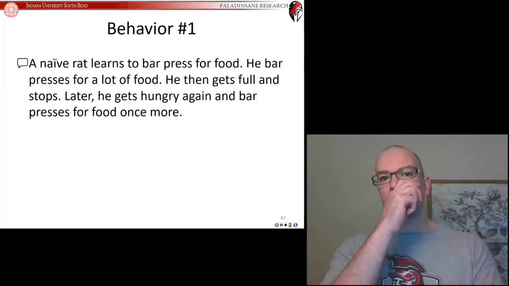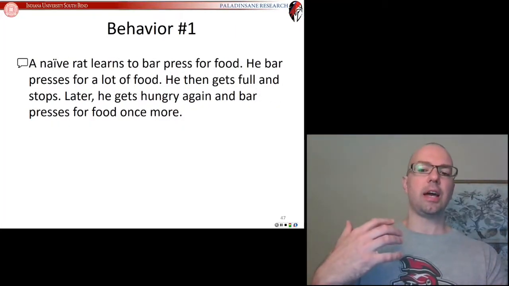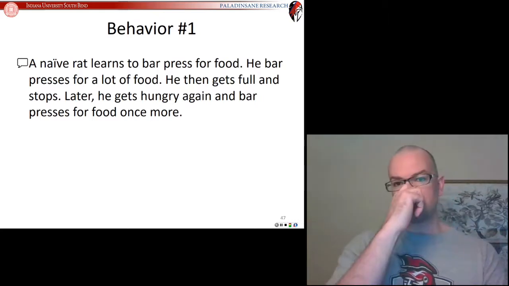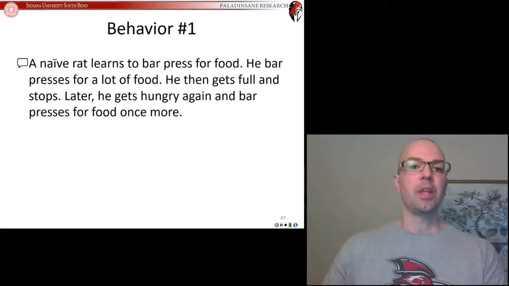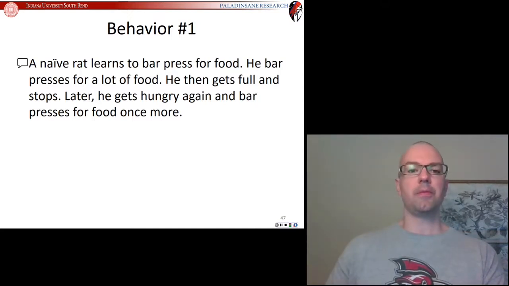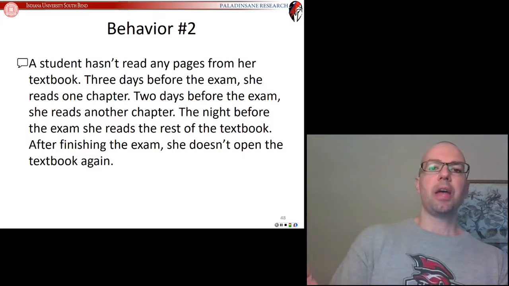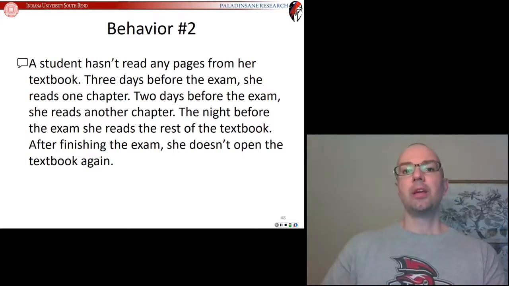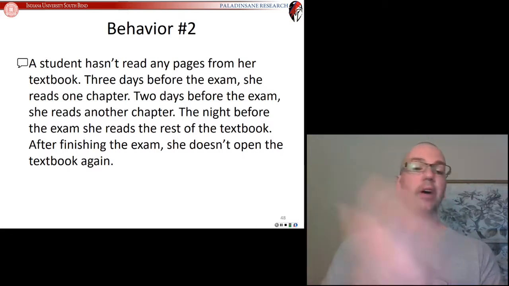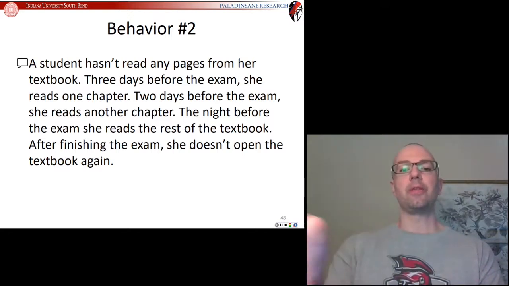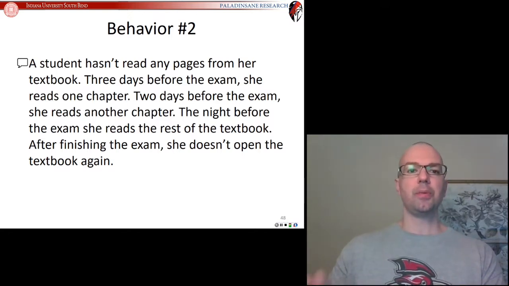And in each case for the behaviors, I'll give you a hint. I'll tell you what the reinforcer is. So for this one, it's pretty clear. The reinforcement is food. So every time that you see a slash, that indicates that the rat received some food. For behavior number 2, the reinforcement is finishing the exam. So the reinforcement, and we've all felt this, is when you finally close that exam book and hand it in, you're done. That's the reinforcement for behavior number 2.